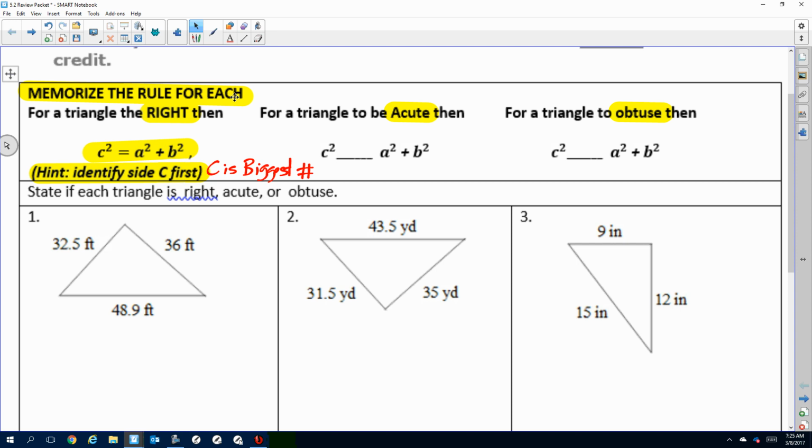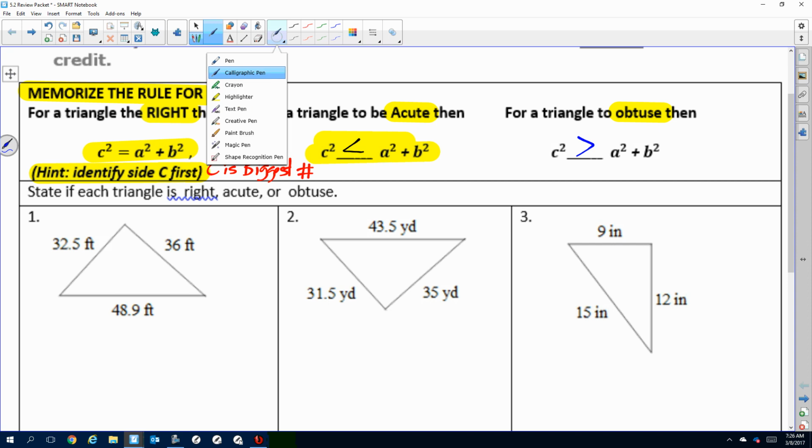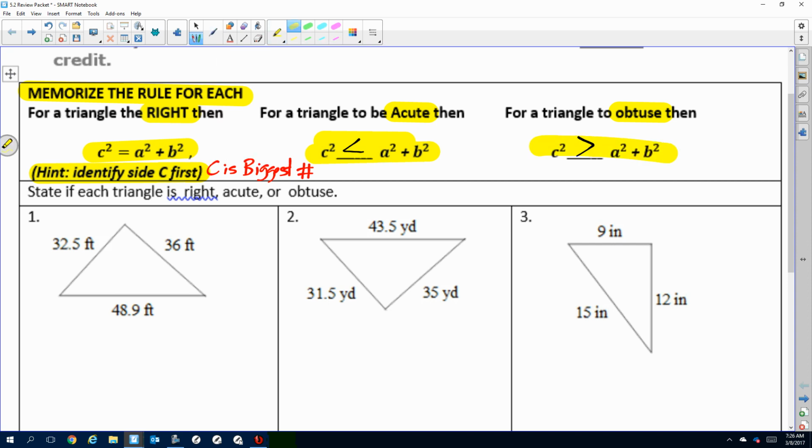To determine if it's acute, c squared is going to be less than a squared plus b squared. So you need to memorize the formula for acute, okay? To determine if it's obtuse, c squared is going to be greater than a squared plus b squared. If you start with your c, it kind of goes together. If it's less, then it's little, then it's acute. If it's greater, then it's bigger, then it's obtuse.